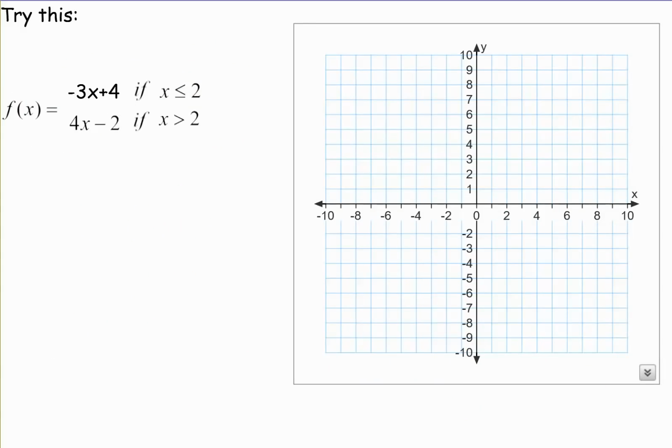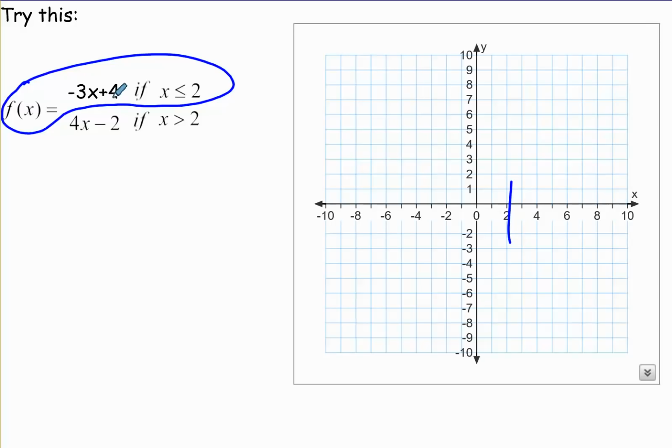So you guys should try this. And here's what you do. Let's call the top one our blue function. Now this one we're talking again about being less than or equal to 2. So none of my x values are going to go past 2 here. Okay, so I'm not going to go past there.